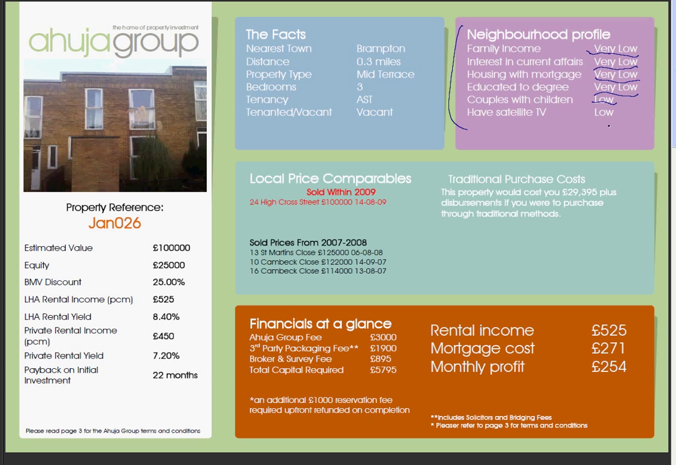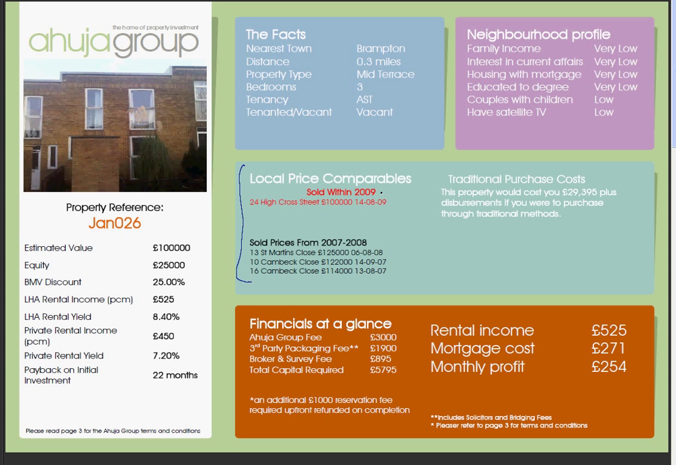And then we've got one here, have satellite TV, so that gives you an indication of their sort of income and aspirations, and here it's low. So that's all about the neighbourhood profile. Then we have here on this section the local price comparables. So this is how we establish the estimated value.